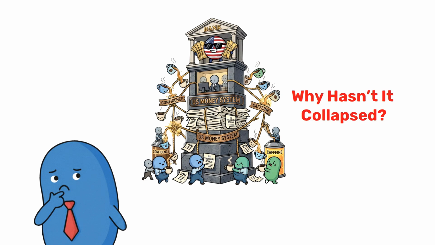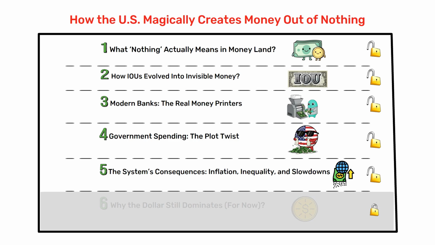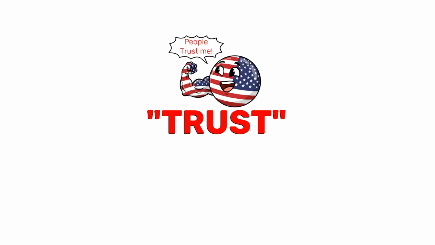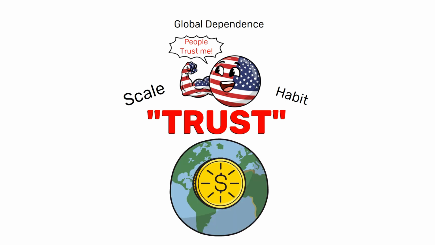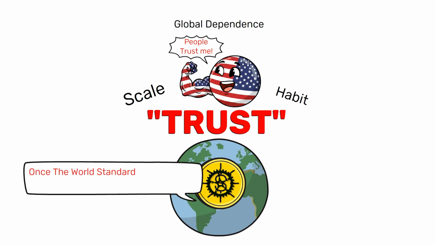So why hasn't it collapsed? And why does the dollar remain the global heavyweight champion even when other countries run similar debt-fueled systems? The short answer? It's trust, specifically the industrial strength version built on scale, habit, and global dependence. The dollar isn't just a currency, it's the world's operating system. And once the world standardizes on an operating system, switching is painful.